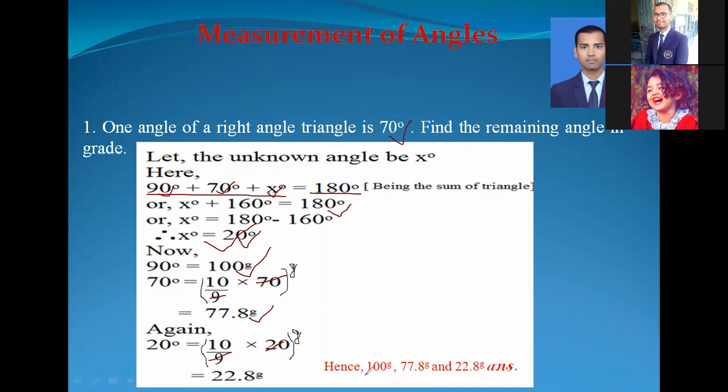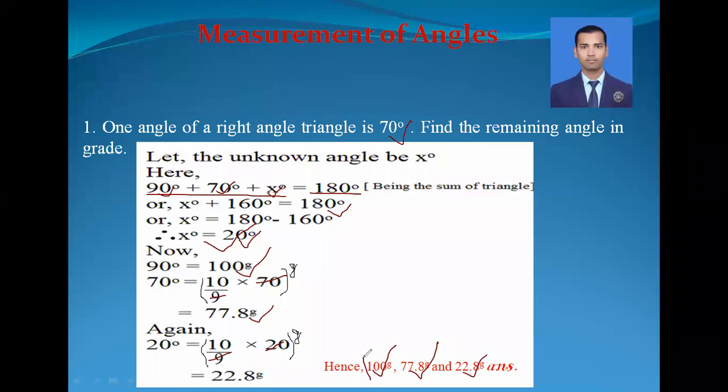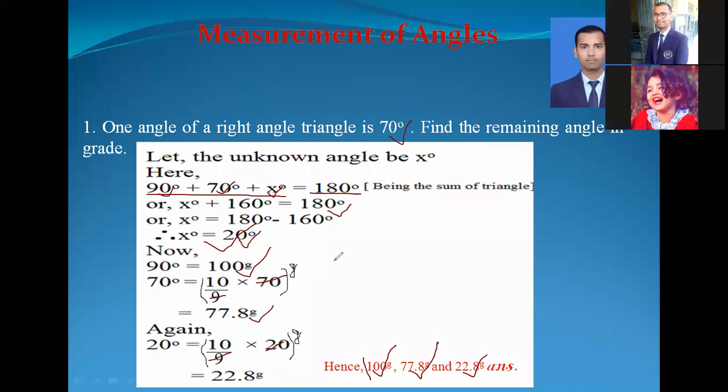So altogether, 90 degree is equal to 100 grade, 70 degree is equal to 77.8 grade, and 20 degree is equal to 22.8 grade here. After adding these all, as we know the sum of a triangle is 180 degree, and we have a formula that 180 degree should be equal to 200 grade.